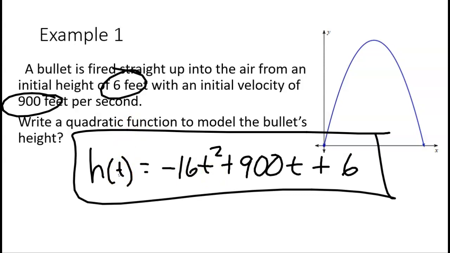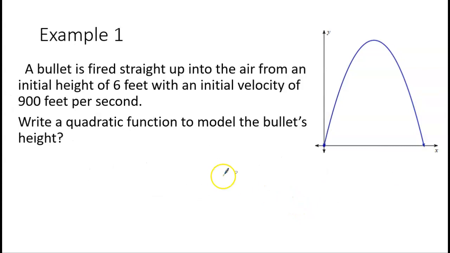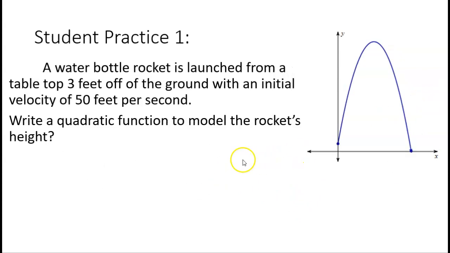So if you wanted to find out how high the bullet is after 5 seconds, all you have to do is plug in 5 for the t and simplify, and you'll know how high up the bullet is. We're going to do stuff like that a little bit later, but for now, we just want to make sure you know how to write the formula. The fast answer is plug in your height and your v to the formula on the last page, and you'll be done. Straightforward. Okay, let's jump into student practice here.